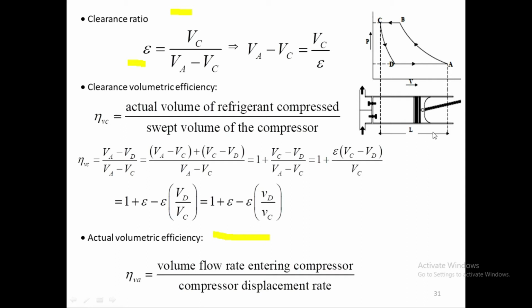As the piston is moving back and forth, it is not necessary that every time it will get the same swept volume here. There can be some leakages from the piston ring, so this amount could be different, and the volume flow rate could be different because of the valves opening and closing, and some leakages from there.